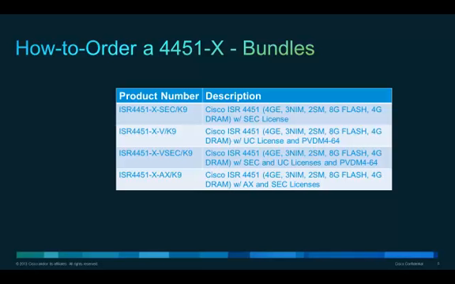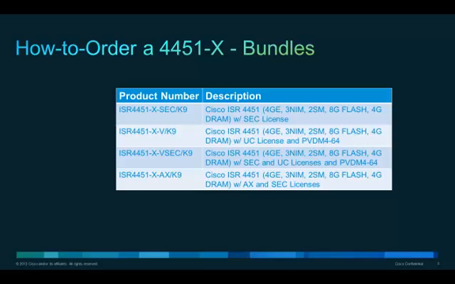In terms of bundles, just like the ISR G2s, we're going to have a whole series of bundles to make ordering a little bit easier, and in most cases, it's going to make your life a little bit less expensive when you order a 4451X bundle. The first of these is going to be our security bundle, just like on an ISR G2. It's going to include a base 4451X system with default memory and default DRAM, along with your SEC license, which can be upgraded to HSEC when you order the bundle.